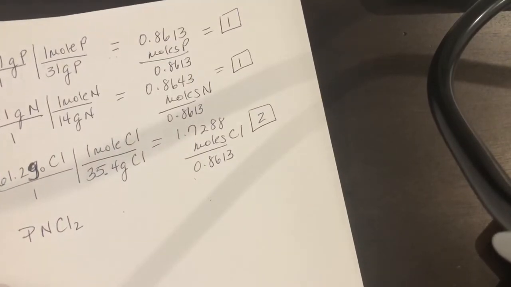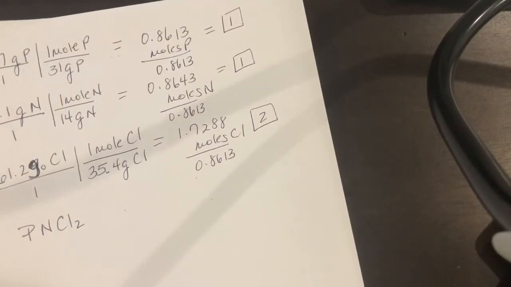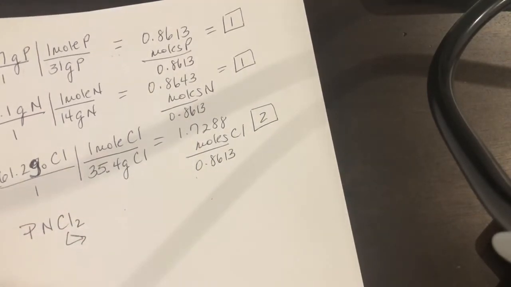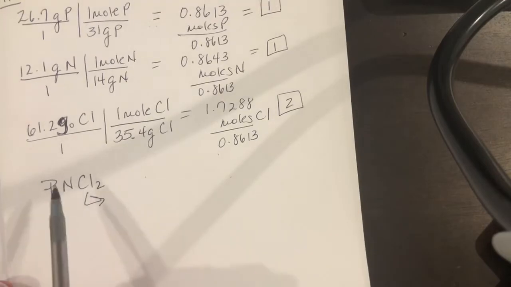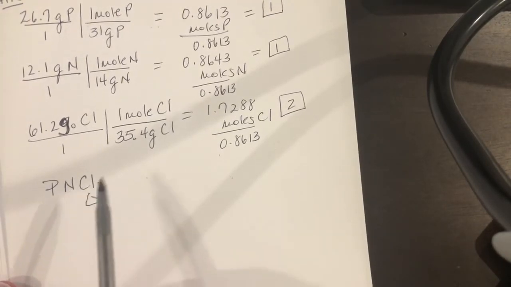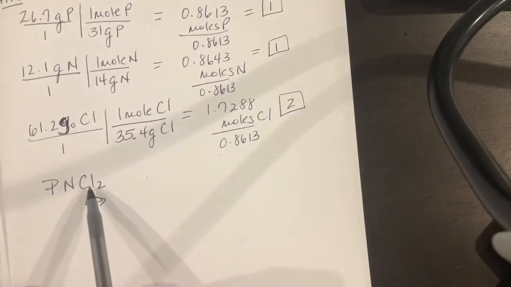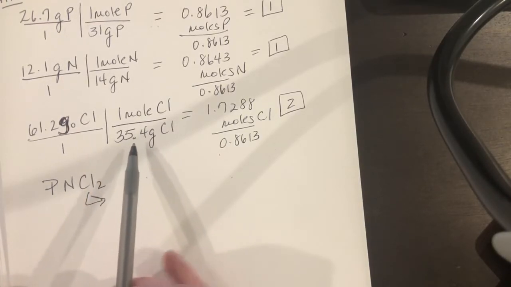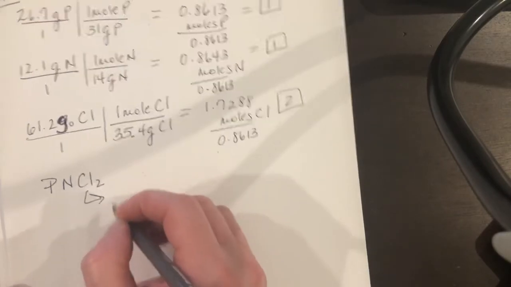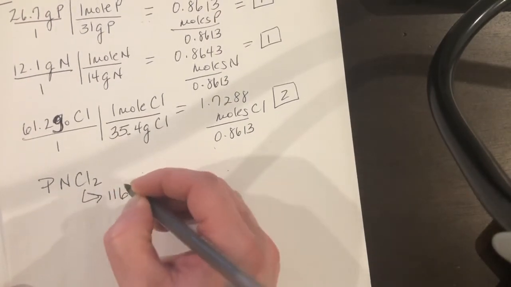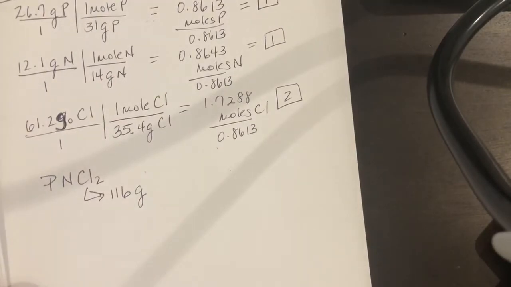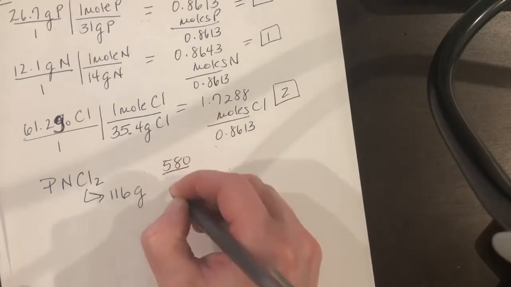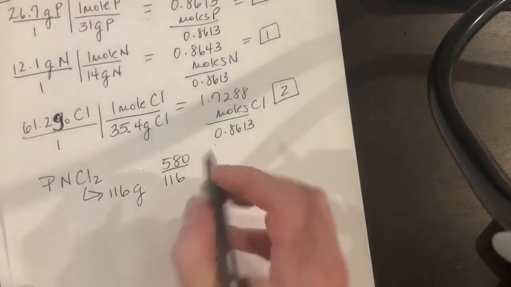Okay. Now, we have to check the mass of this. So once again, let's use our molecular weight of this. So phosphorus weighs 31, nitrogen weighs 14, and we're going to call chlorine 35.45, which rounds pretty close to 35.5. So our molecular weight is going to come out to be 116.